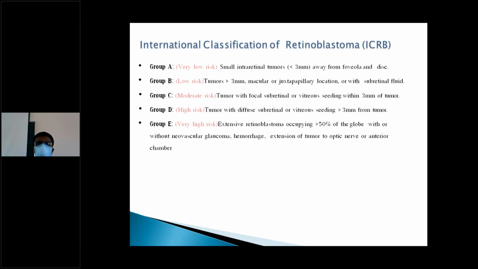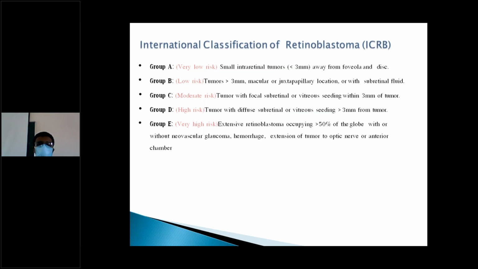This is the latest classification, the International Classification of Retinoblastoma. You have to remember this. Group A, very low risk: small intraretinal tumors less than 3 mm in size, away from the foveola. The prognosis is very good. Very low risk, excellent prognosis.